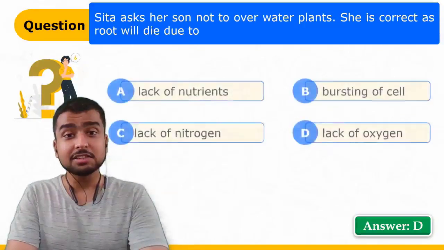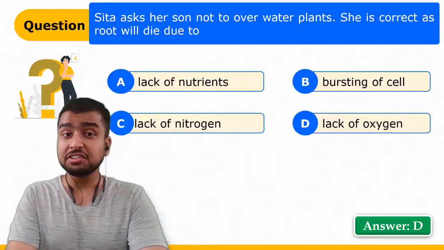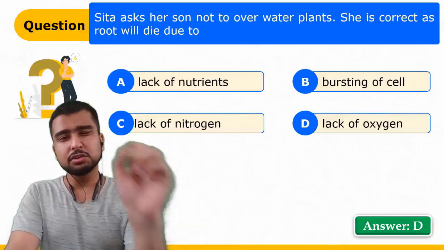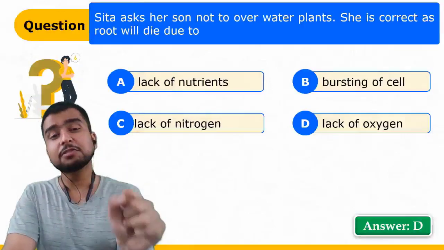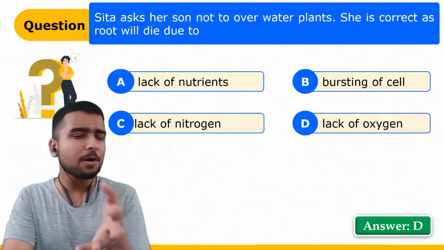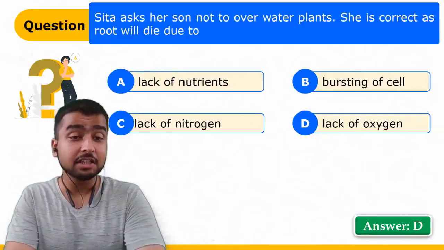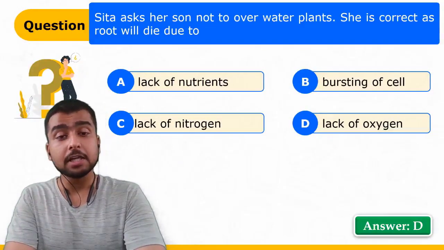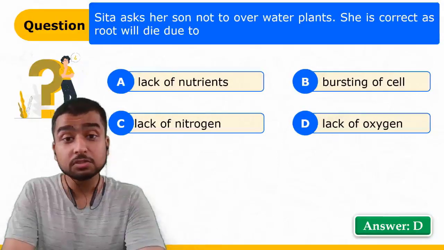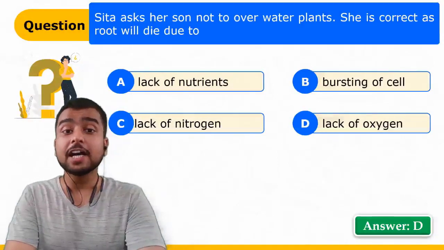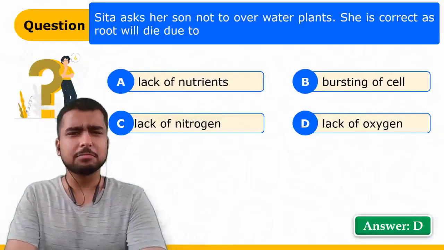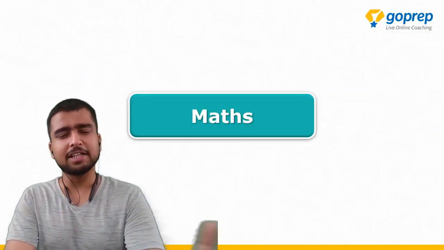Now Sita asks her son not to overwater plants. She is correct as the root will die due to. ना बेटा आपको पता है कि सॉइल के पार्टिकल्स के बीच में एयर स्पेसेस होते हैं और इन्हीं एयर स्पेसेस में से जो ऑक्सीजन होता है वो आपके रूट्स यूज कर लेते हैं ब्रीदिंग के लिए, है ना? बट जब आप पानी भर दोगे तो वो एयर स्पेसेस चले गए और पानी में ऑक्सीजन सॉल्युबल कम होता है, तो दे विल डाई बिकॉज ऑफ लैक ऑफ ऑक्सीजन. देखा, टेक्निकल था, मतलब थोड़ा सा बस घुमा के पढ़ना था, राइट?